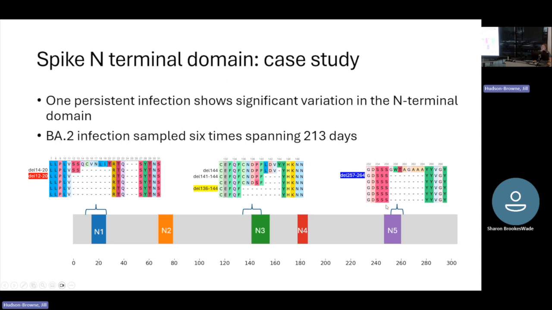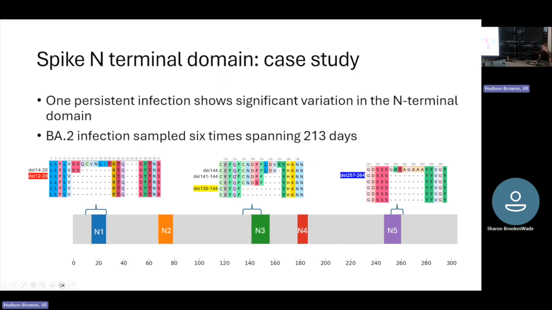So we saw the emergence of del 257 to 264 quite quickly during the persistent infection. Each of these lines in the alignment represents a subsequent sample in the persistent infection. We also saw the emergence of N1 and N3 loop deletions. What's really interesting about these is that the deletions seem to expand. So we first see emergence of a deletion 14 to 20 within the spike protein. We then see the emergence of this longer 12 to 20 deletion following that.